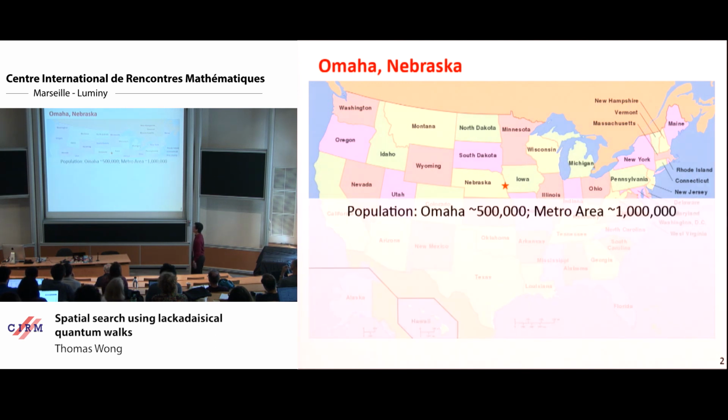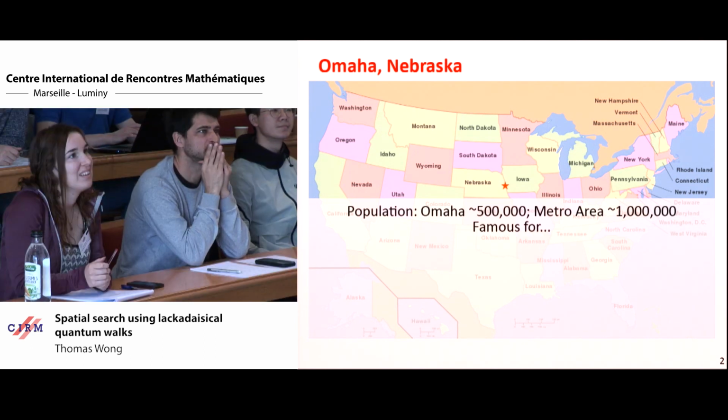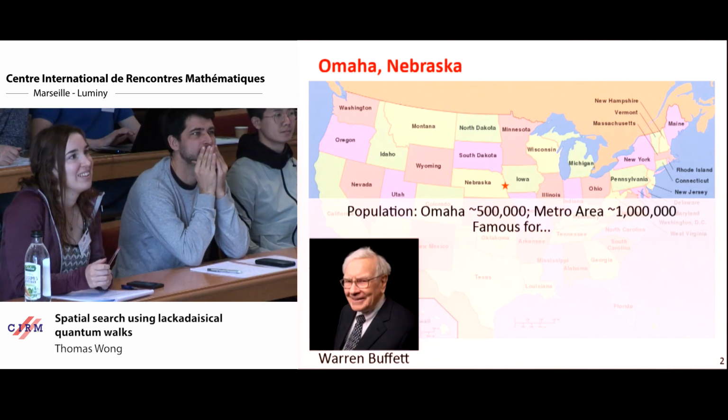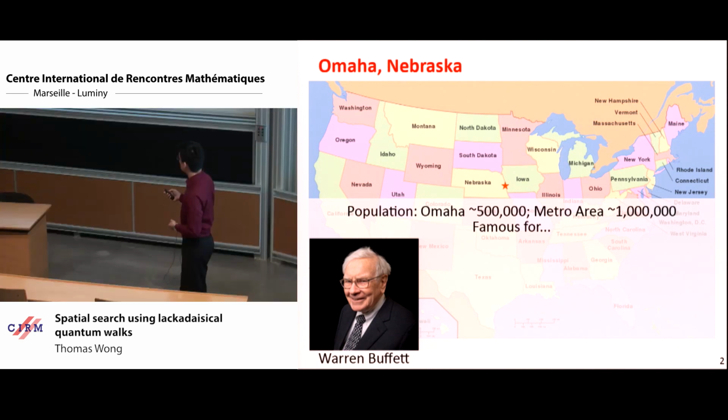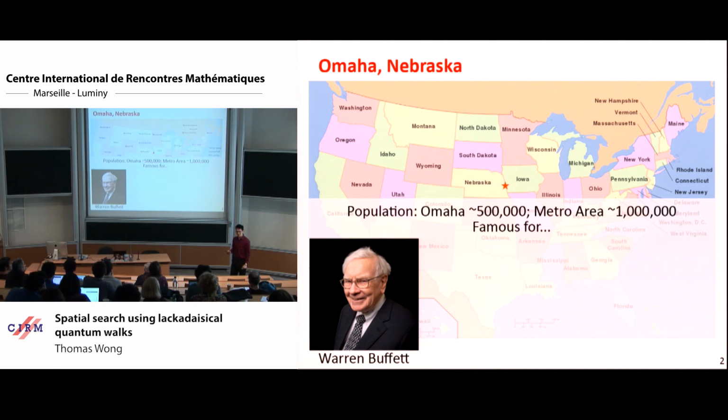Omaha has a population of about half a million. If you count all the towns around it, it's a population of about 1 million. What is Omaha known for? Well, the biggest thing is Warren Buffett. Warren Buffett is a legendary businessman and investor. I think he's the fourth richest man in the world. But he's very generous. He's the billionaire who started this challenge to other billionaires to donate most of their money when they pass away.